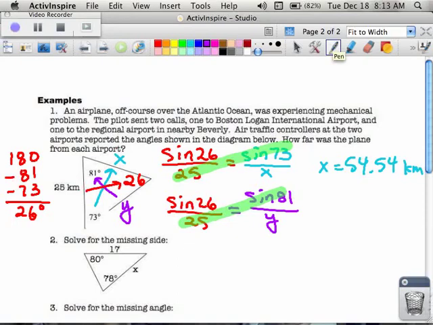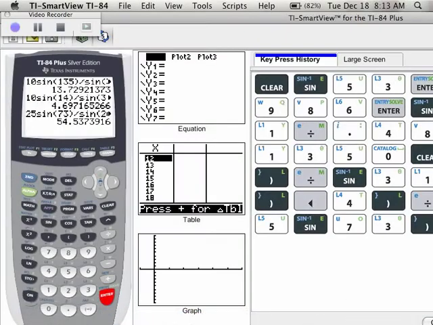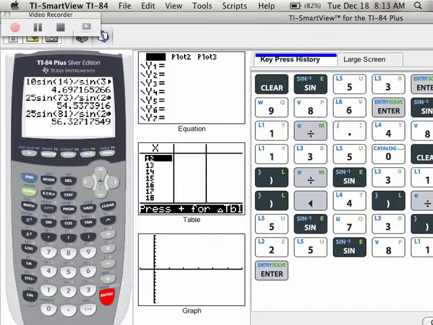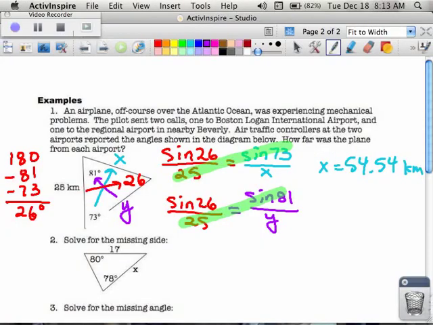So I'm going to take and find out 25 sine of 81, divided by the sine of 26. And I get 56.33 kilometers is my y value.